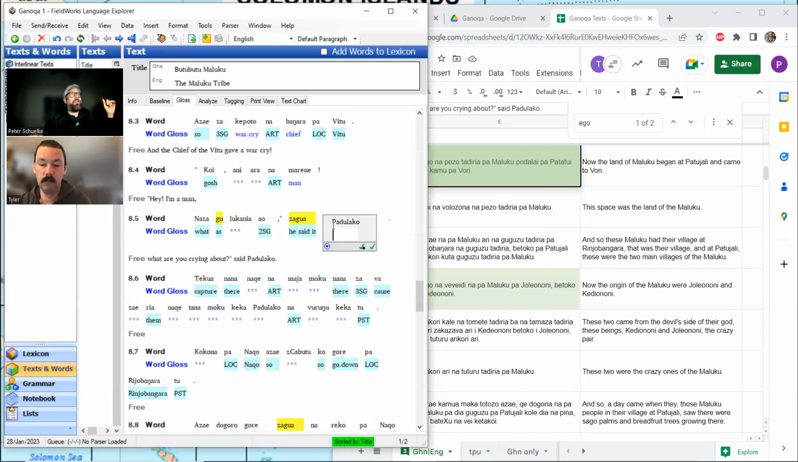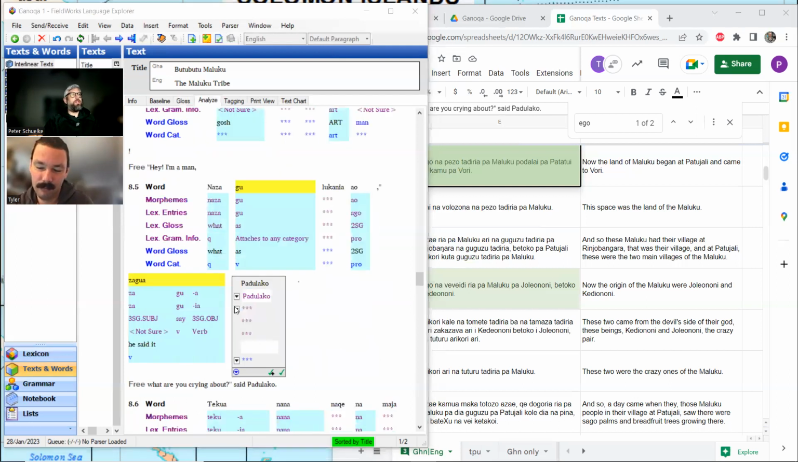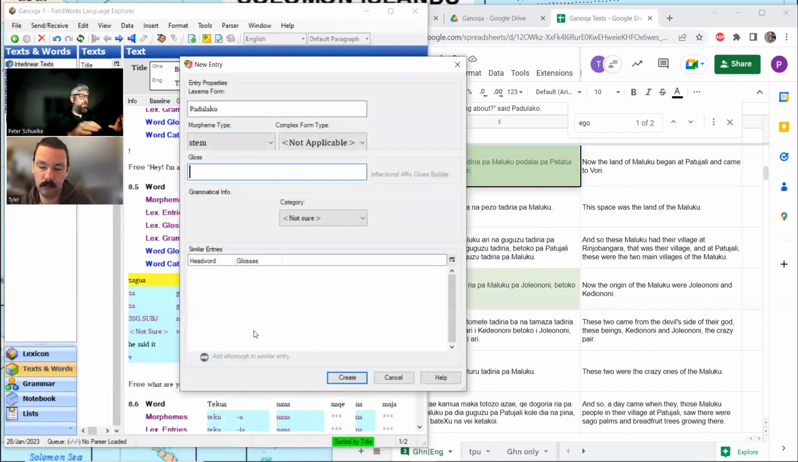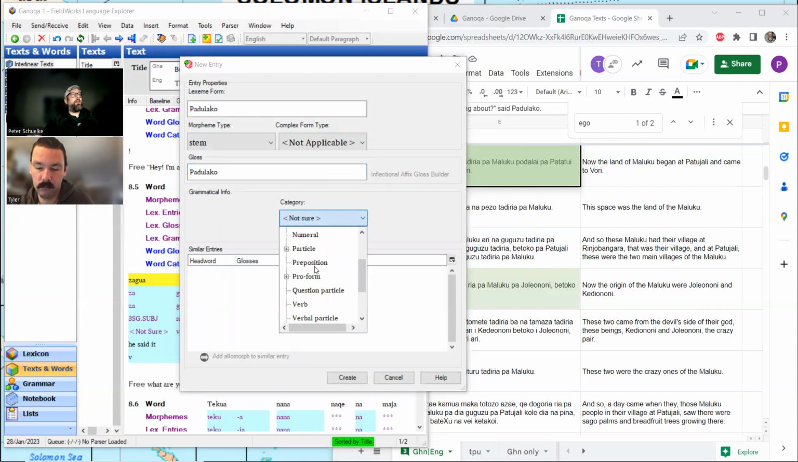All right, we can easily enough add in Pandolako, that's a name, so we'll just call it that, and we'll make sure it's a proper noun. And you might feel like, well, should names go in the dictionary? Do we want these names in the dictionary? Absolutely. I do.